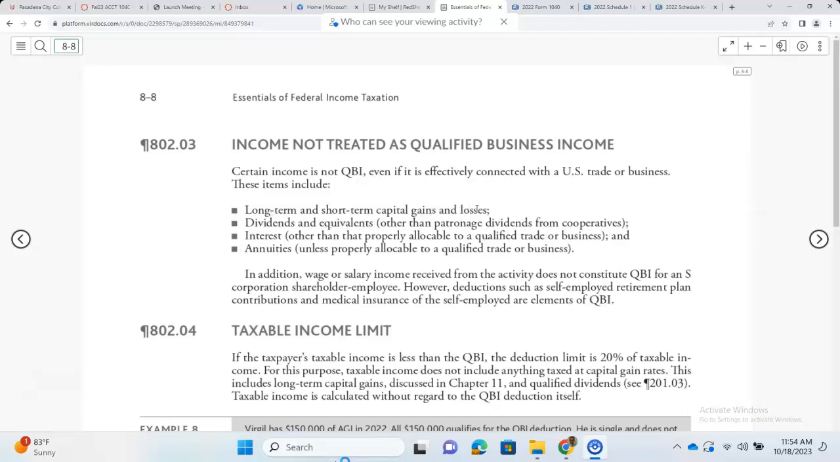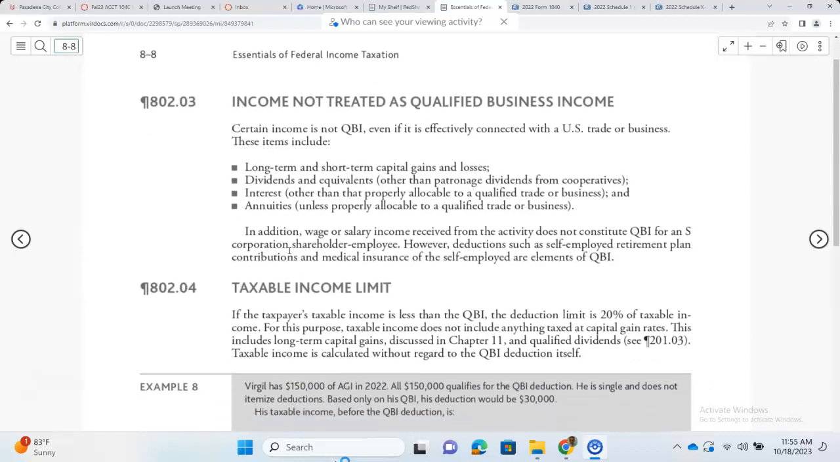Long-term and short-term capital gains and losses, that's not included. Dividends and equivalents, that's not included. Interest, other than properly allocable qualified trade or business, so interest is not included. Annuities type of income is not included in the QBI calculation. So they take this type of income out of this calculation so you don't get too much big QBI.